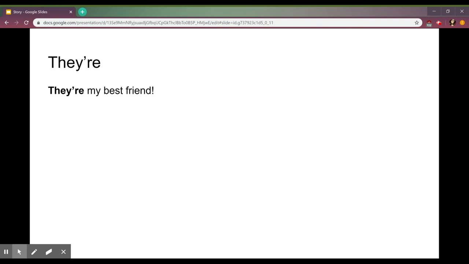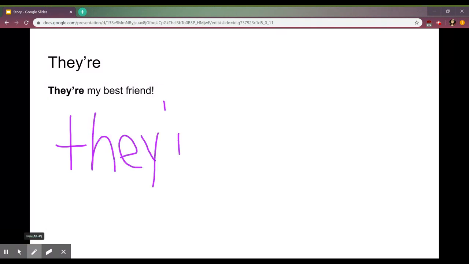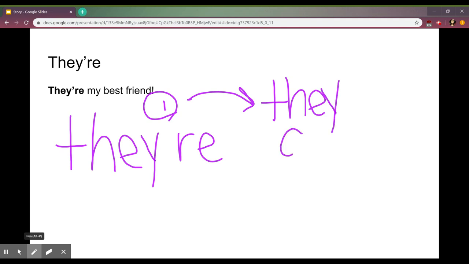The contraction is when you take two words, and in the second word, you're typically taking out the first vowel, and then you put an apostrophe in its place. So when you're saying, they're my best friend, it's like saying, they are my best friend. So the trick with this one is just to identify the apostrophe and know that that means that this is actually they are. Because they just took out this A right here and it put an apostrophe in its place.